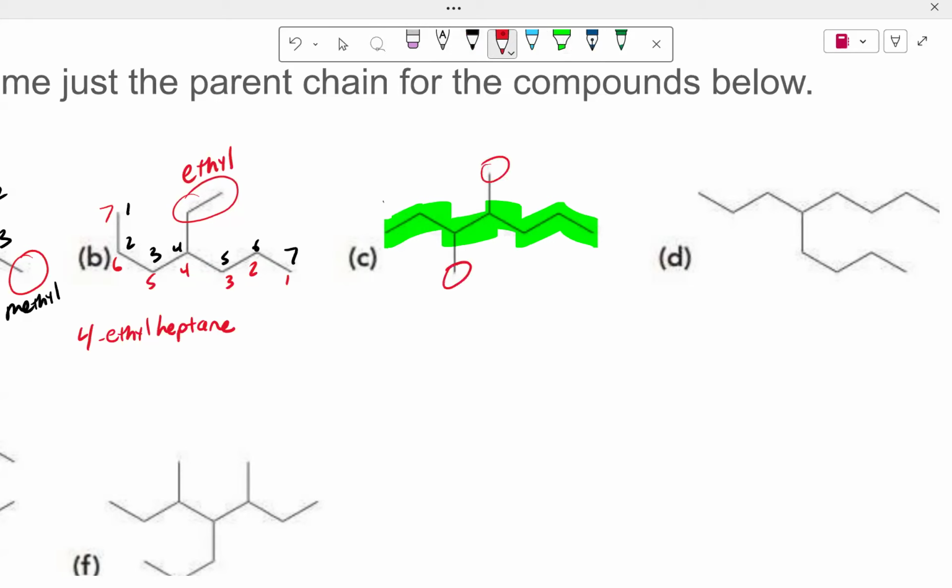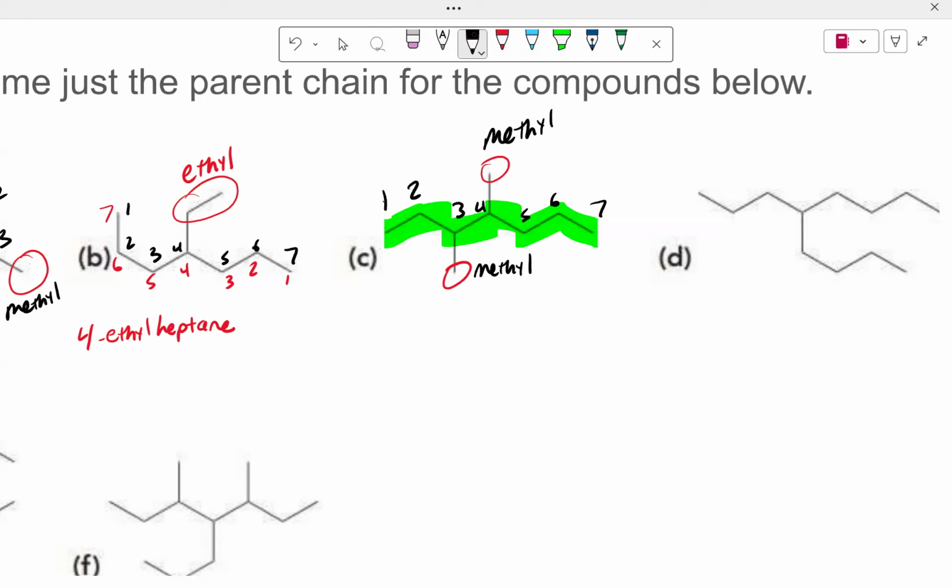And I've got these two groups hanging off the side. Now I need to number this chain properly so that the substituent encountered first gets the lowest number. That means for this problem, I'm going to number left to right, because then that first substituent encountered is on 3. And I'm going to name my substituents. That's a methyl there, and that's a methyl there.